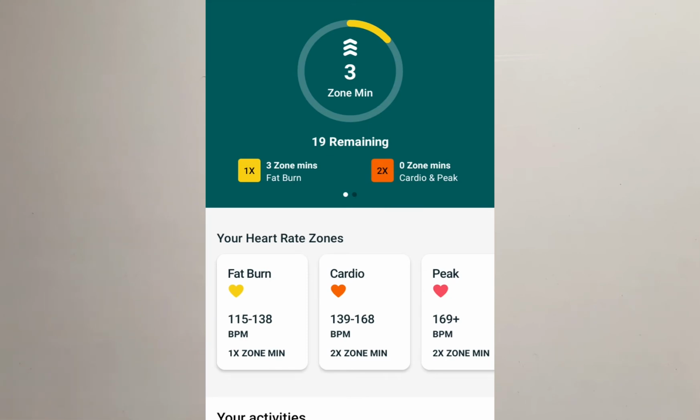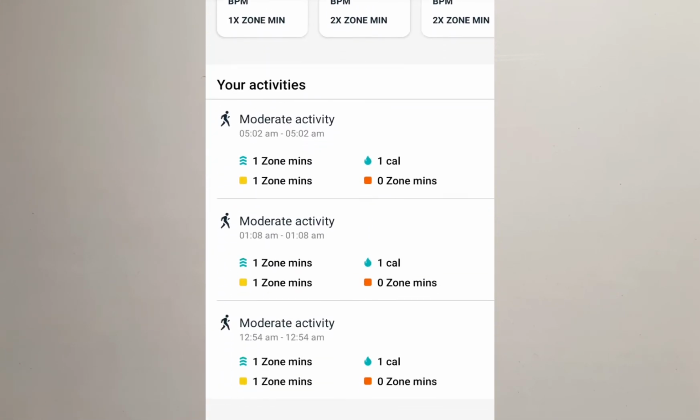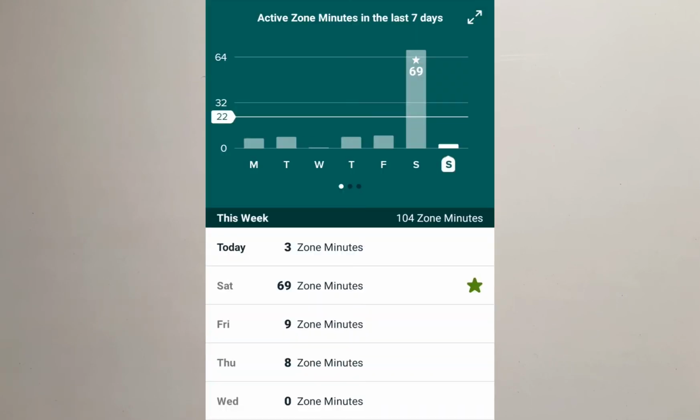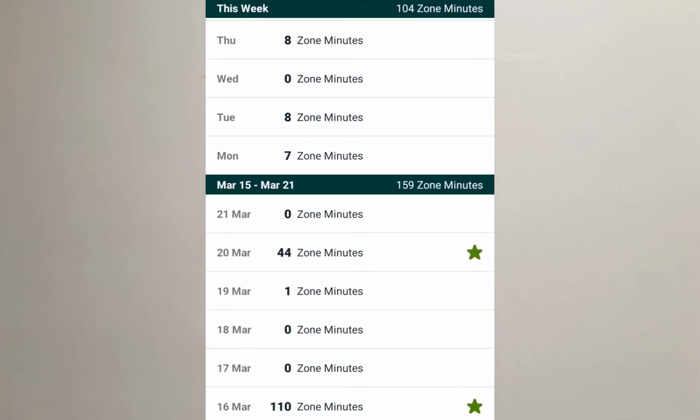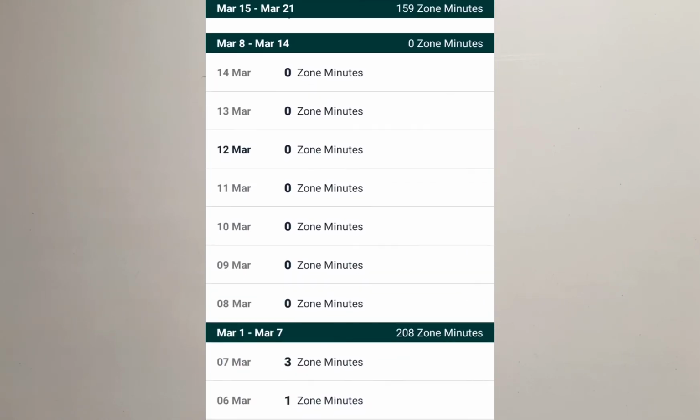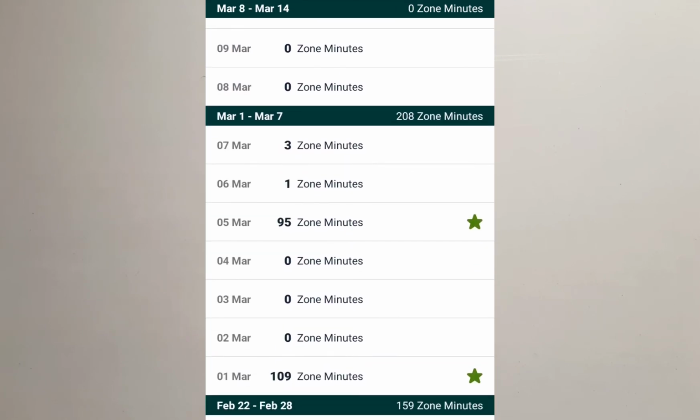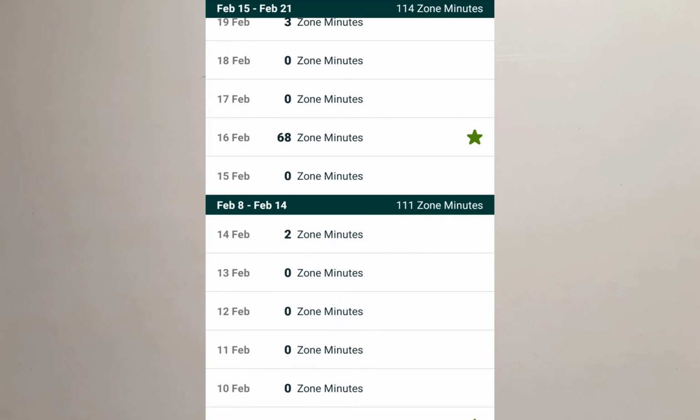So for every minute my heart rate spends in the fat burn zone, I'm going to earn one active zone minute. And when my heart rate spends one minute in the cardio or peak zone, I will earn two active zone minutes. The goal for the week is 150 active zone minutes, so you are expected to earn about 22 active zone minutes each day. For me, this is very easy to achieve, because I just need to run twice in a week and I've met the weekly goal of 150 active zone minutes.